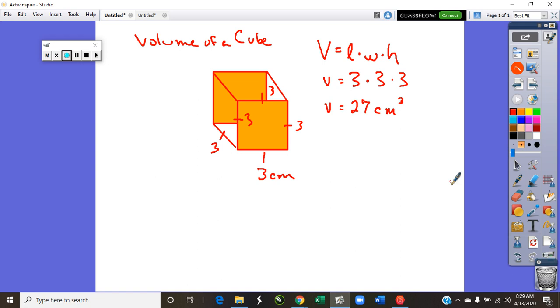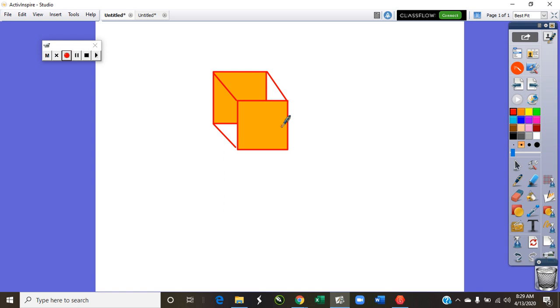You guys try one. I want you to find the volume of a cube, and the only dimension you're given is 5 inches. Pause the video and try that example, and I want to see if you get that one correct.